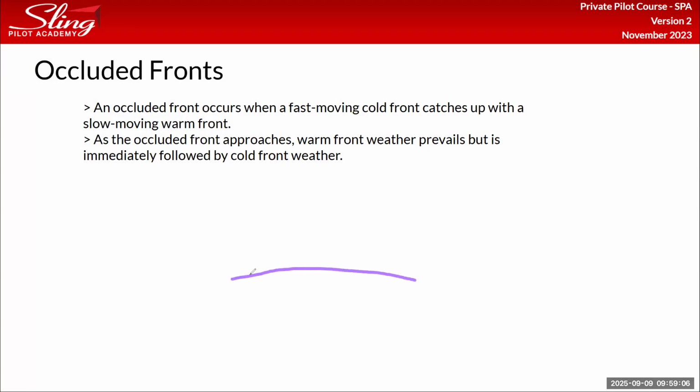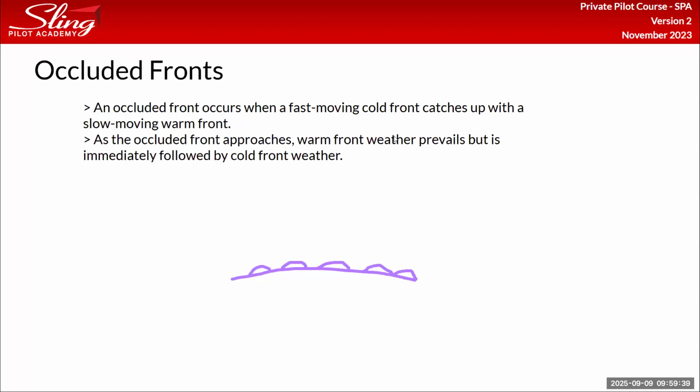Is purple. Purple little bubbles. And an occluded front is when a fast-moving cold front, because we know cold fronts move fast, catches up with a slow-moving warm front and basically pushes that warm front up into more cold air. So it's kind of like a sandwich of cold air in between a warm front.